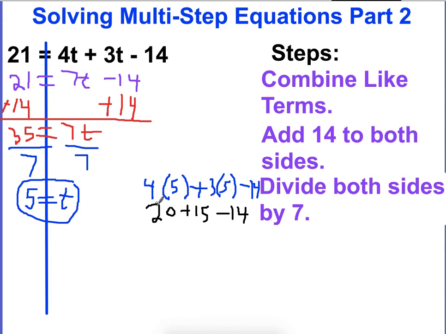Work one step at a time again. 20 plus 15 is 35. Then I have a minus 14. And then I subtract 35 minus 14. I get 21. And that makes our equation true because on the right side that shows that that's 21. And the left side began as 21.